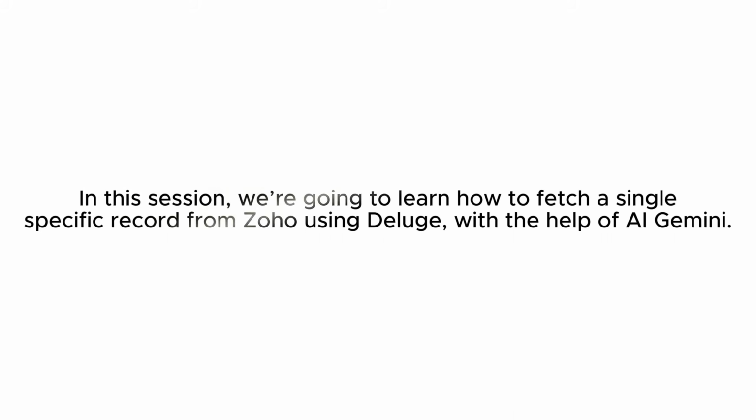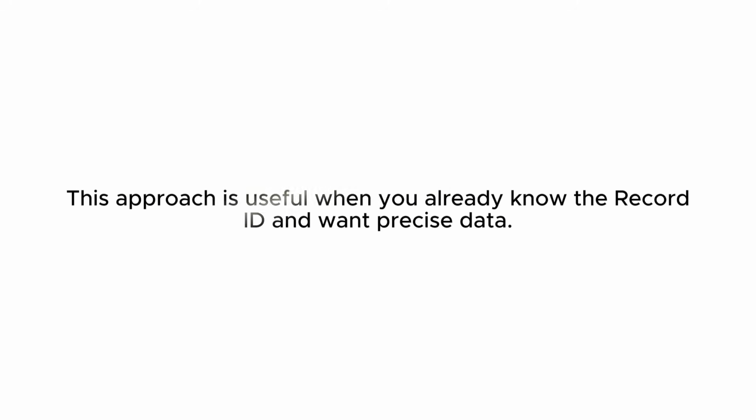In this session, we're going to learn how to fetch a single, specific record from Zoho using Deluge with the help of AI Gemini. This approach is useful when you already know the record ID and want precise data.